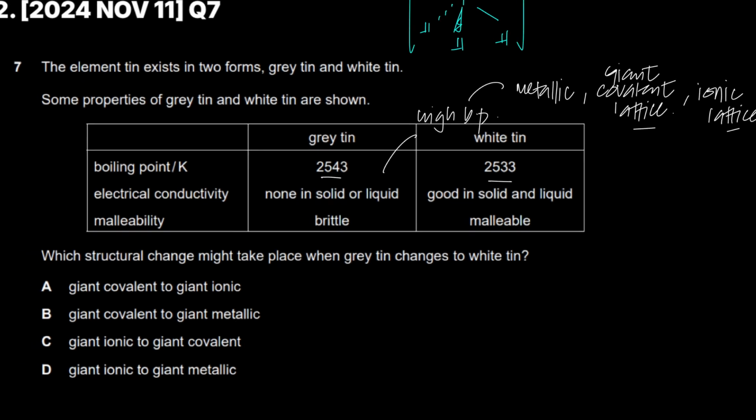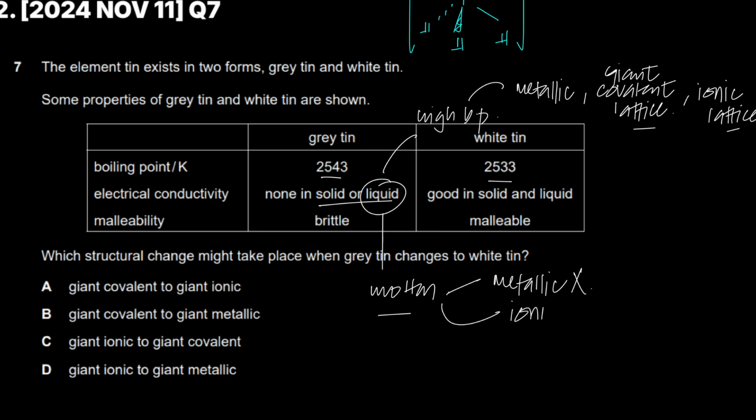There's no electrical conductivity in solid or in liquid. Liquid means what? Molten. So if it's not conducting electricity in solid state, it cannot be metallic. Everybody agrees with me. Can it be metallic? No, because metals conduct electricity in solid state. Can it be ionic? No, sir. It can't be ionic because ionic compounds conduct electricity in liquid state because there are mobile ions. Liquid is basically molten state. So it can't be metallic, can't be ionic.